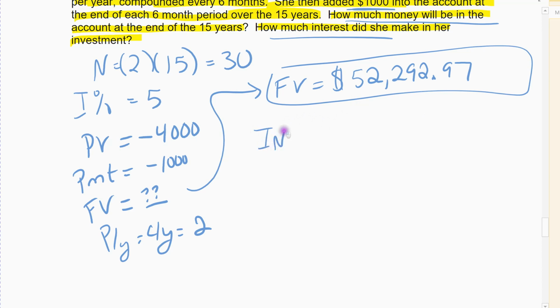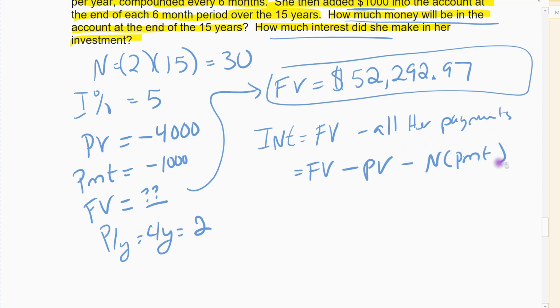The second part is interest. So this is the one where you have to do a little bit of thinking. How much interest did she earn? Well, in this case, the big amount is the future value. So we take the future value and we subtract all her payments into the investment. And so we take the future value minus the original present value, the $4,000, minus all her $1,000 payments. And so we take the $52,292.97 that she has, subtract away the $4,000 she invested, and subtract away the 30 payments of $1,000.